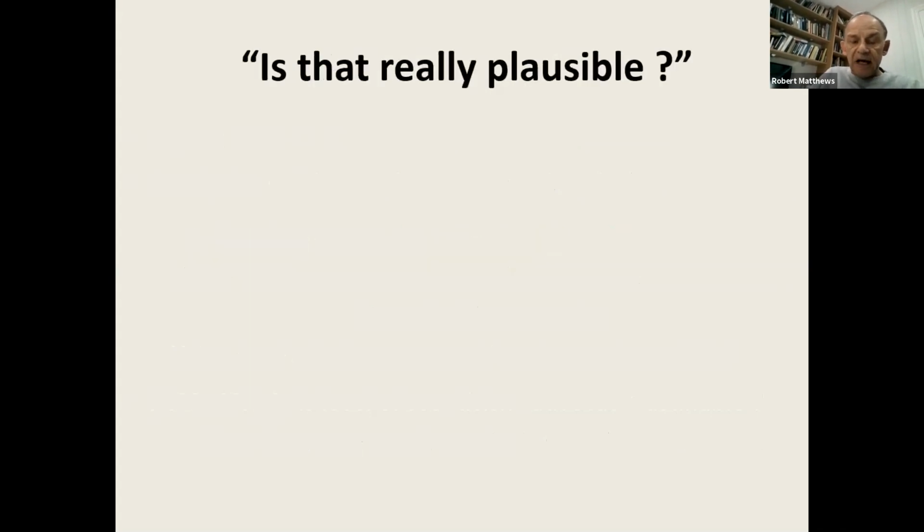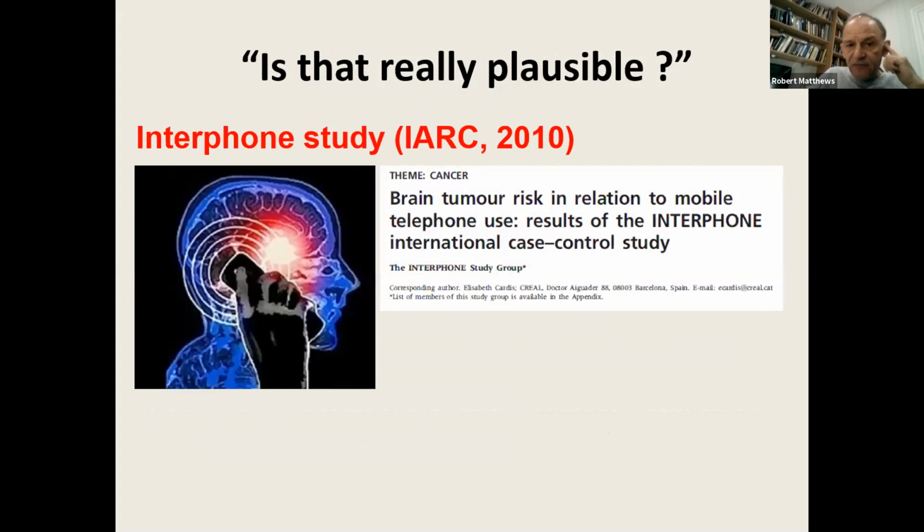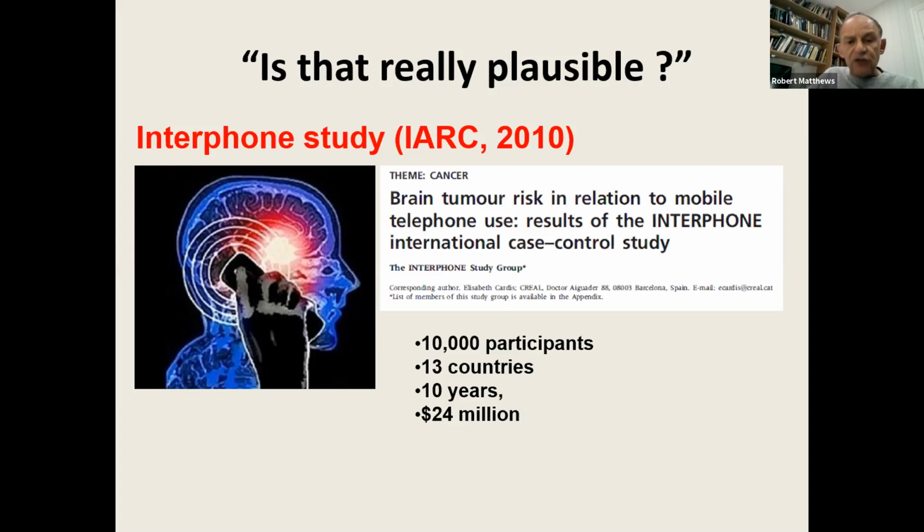And a classic thing I was often faced with as a journalist is, is that really plausible? A great example of this was the Interphone study, a very large case-control study looking at the risk of brain tumours being caused by mobile phone use. It came out in 2010. It was huge. It's multinational. So there was a lot of interest in the findings.